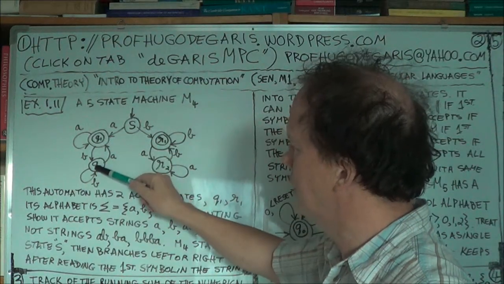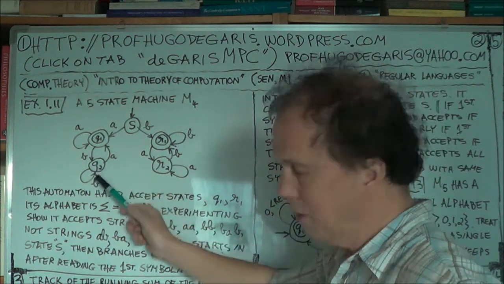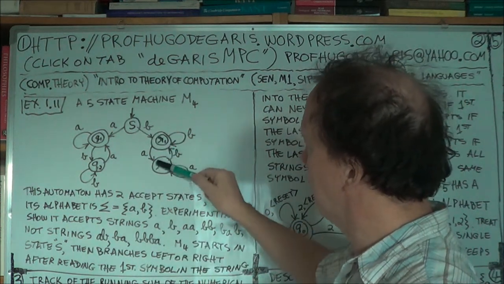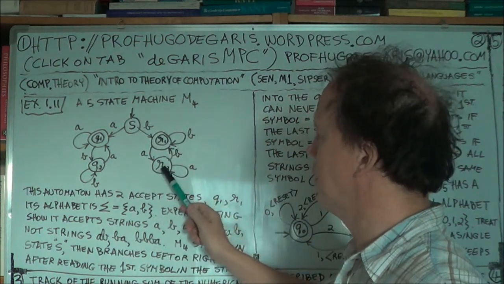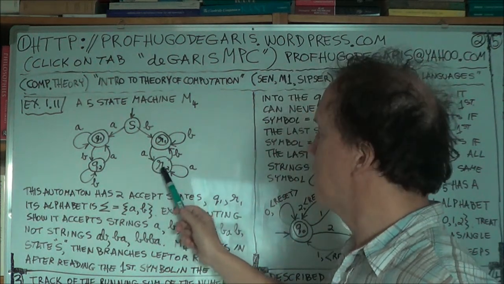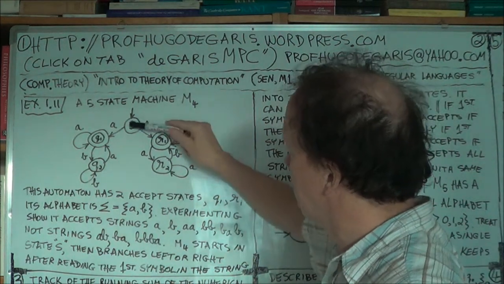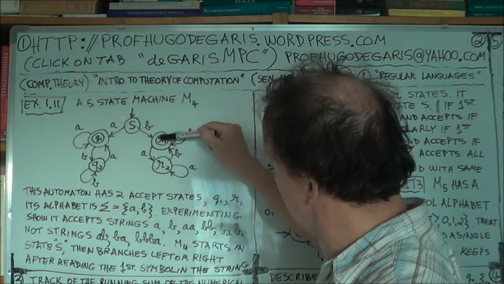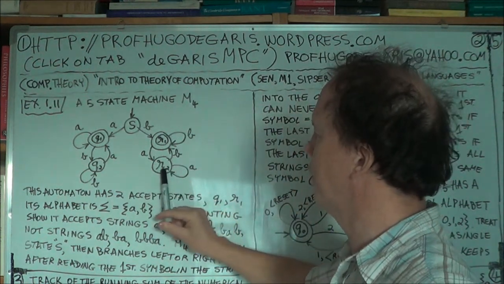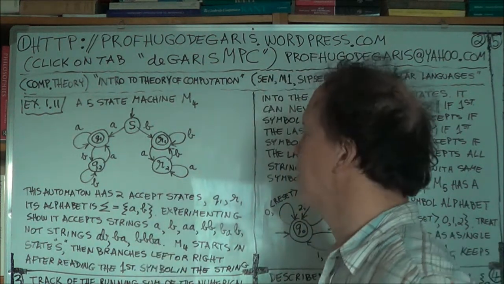A, B, and that terminates. But that's not an accept state, so reject. So that string AB is rejected. How about BA? So you terminate in state R2. That is not an accept state, so reject. How about BBBA? BBA. So your final state is R2, not an accept state. So reject. That string is rejected.